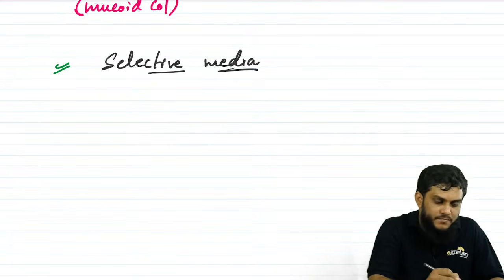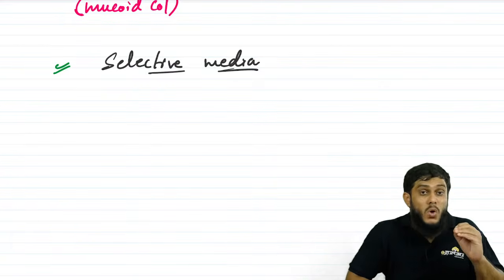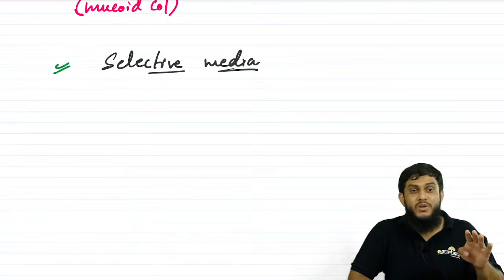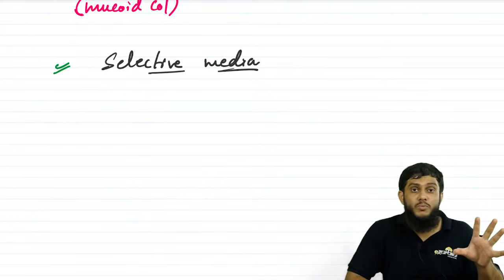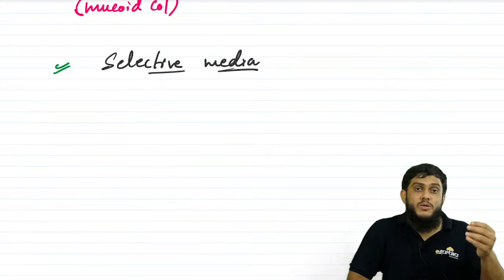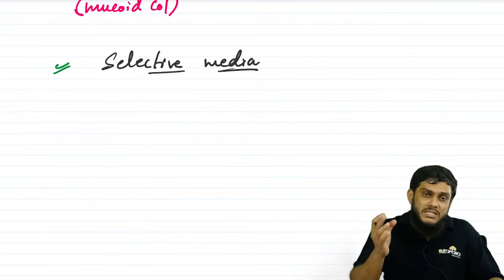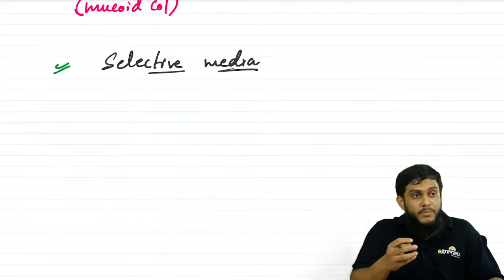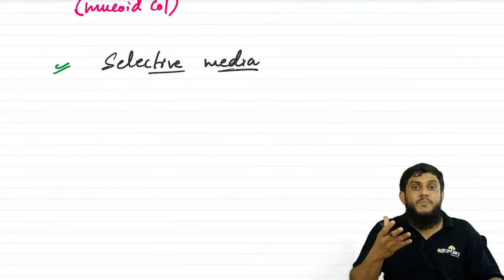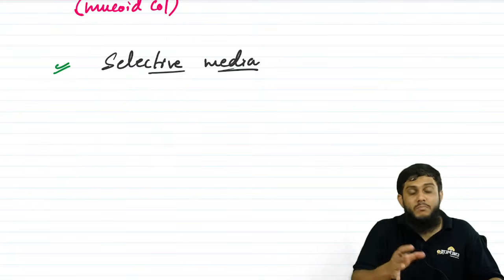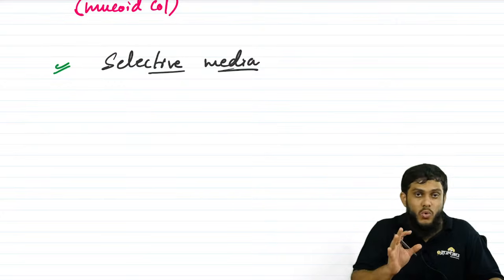Selective media. Usually for Streptococcus agalactiae and Streptococcus pneumoniae, there is no selective media. Usually we grow them on blood agar, but sometimes Streptococcus can be grown on crystal violet blood agar, and we can say crystal violet blood agar can be the selective media for Streptococcus agalactiae.